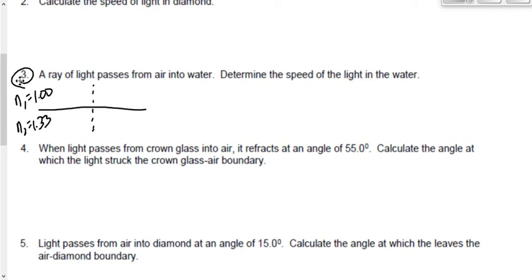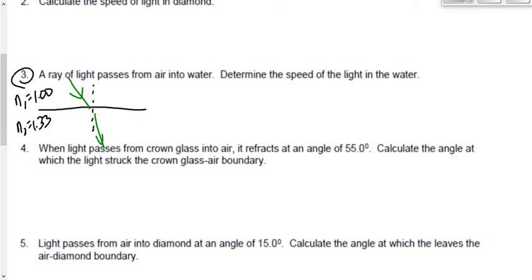Now, the ray of light is coming from air into water, so it's going to look like this. Can you tell me whether that light is going to speed up or slow down when it goes from air to water? We're going from a low index to a higher index. Good. If N goes up, V goes down. And if V goes down, theta goes down as well. So we're going to find that theta 2 is going to be a smaller number than theta 1.